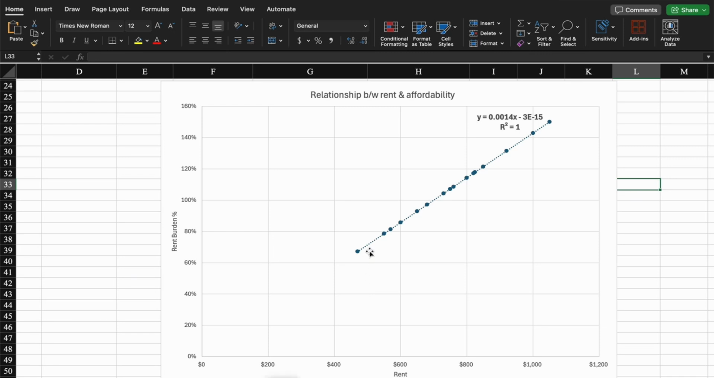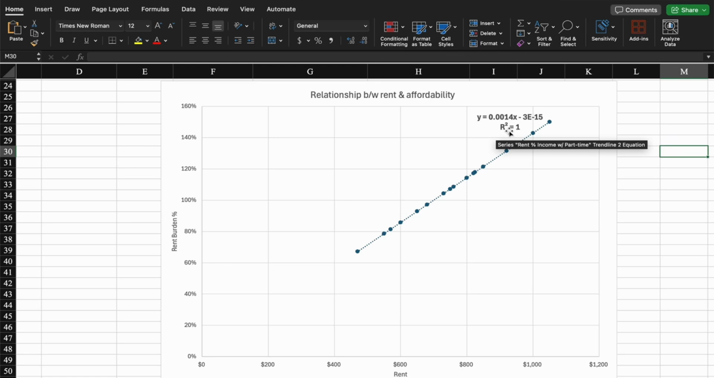That's a steep relationship. In regression terms, what we have built here is a simple linear regression model. Weekly rent is our independent variable, the thing we are changing. Rent burden percentage is our dependent variable, the thing that responds. And the equation shows exactly how sensitive affordability is to rent increase.